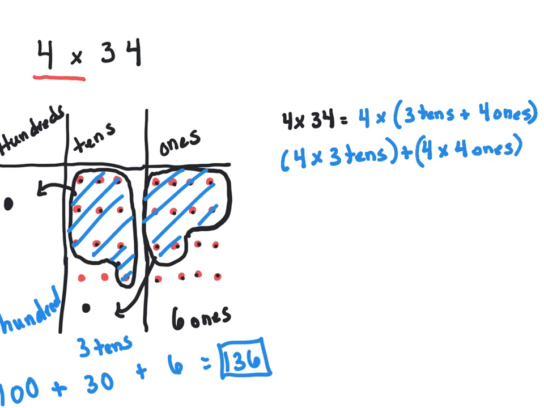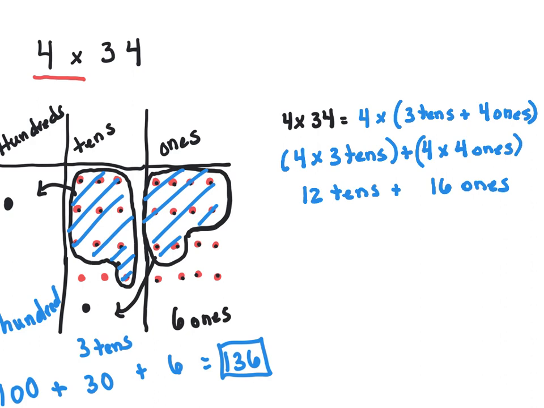And now we can multiply. 4 times 3 tens, you get 12 tens. Ooh, I see a 10 tens in there that we have to pull out to make 10 times 10 is 100. And then over here, we have 16 ones. And I see a 10 in there that we'd have to pull out and regroup.